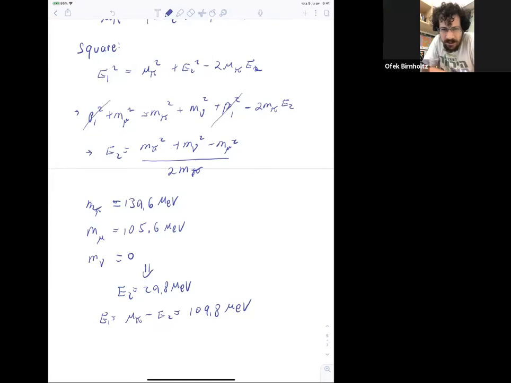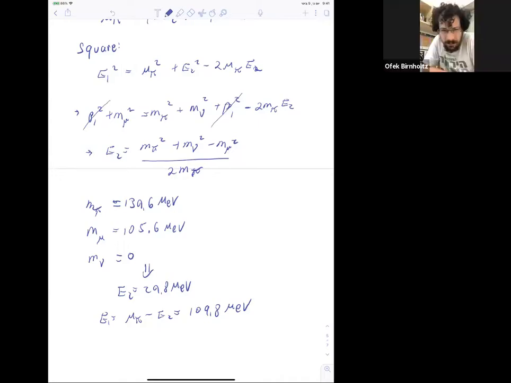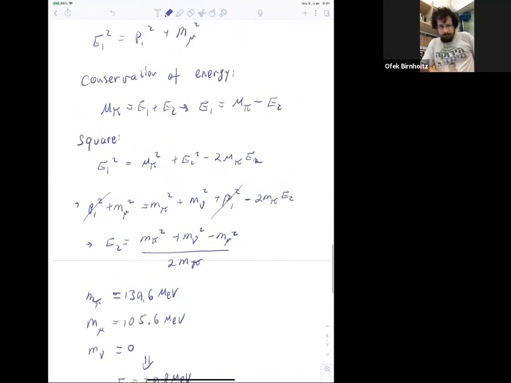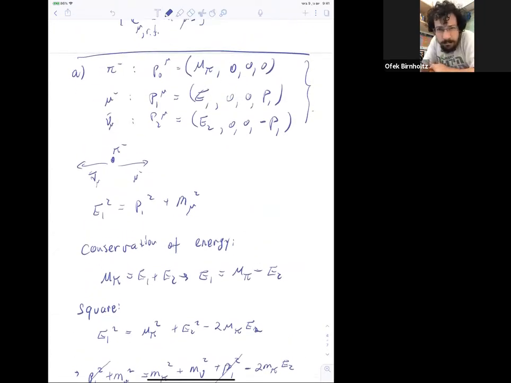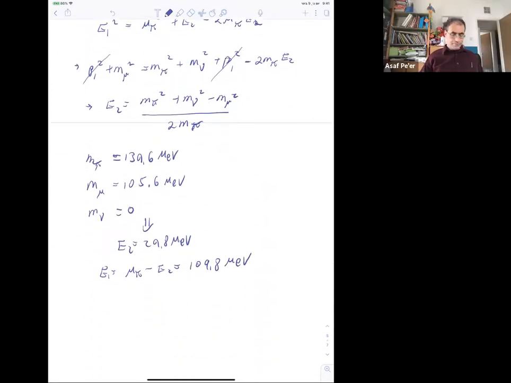E2 was the energy of the muon? Yeah, how can it be less than the rest mass? Sorry, E2 is of the neutrino, not the muon. Oh, okay, the neutrino. And the rest mass we just said is 0. Okay.